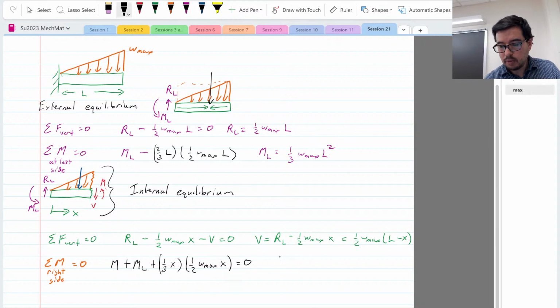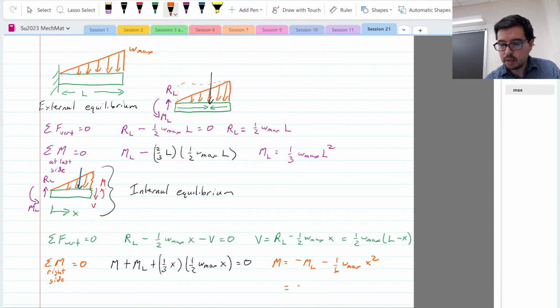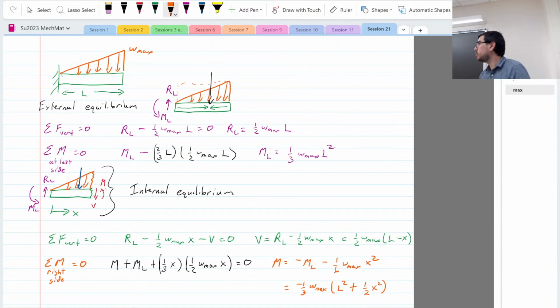So in this case, what we have is M is equal to minus ML minus 1/6 W max X squared. Okay, and what was ML? ML was 1/3 W max L squared. Okay, so we can write this a couple of different ways, but one way to write it would be as follows: minus 1/3 W max L squared plus 1/2 X squared. Did I do the math right? Any issues?